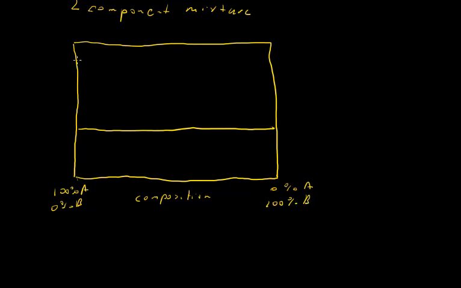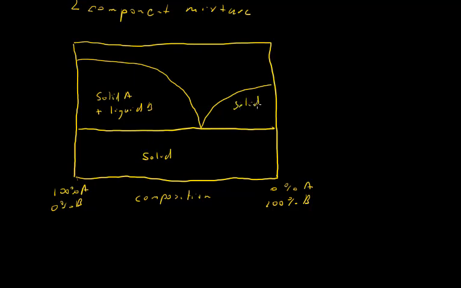And so what you often see, if you have a soluble impurity, we'll say that B is the impurity, is a phase diagram like this. So in this region we have solid only, so only solid. In this region we have solid A with some liquid B. And in this region we have solid B with some liquid A.